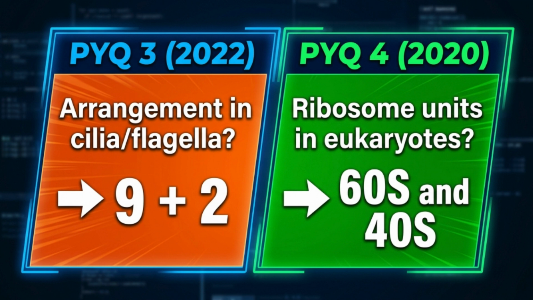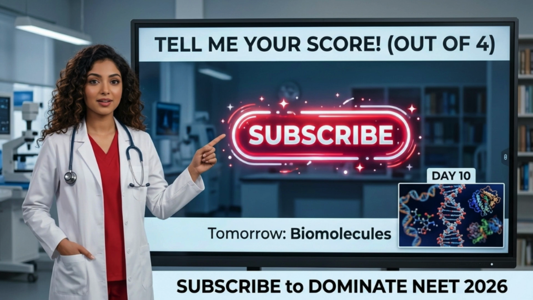Rapid fire for the last 2. What is the microtubular arrangement in cilia and flagella? 3, 2, 1. It is 9+2. And what are the 2 subunits of the eukaryotic ribosome? 3, 2, 1. Stop doing math. It's 60S and 40S. How many PYQs did you get right?